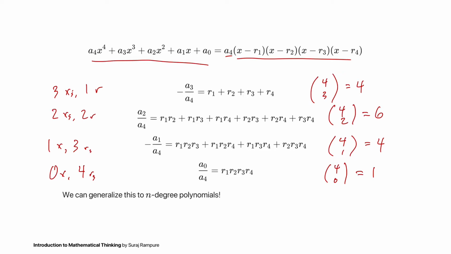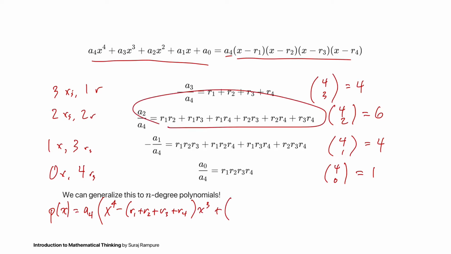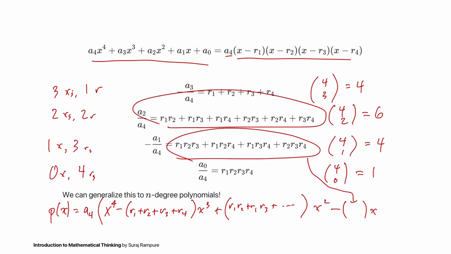Okay? So putting all of this together, I have that p of x can also be expressed as a4 times x to the 4 minus the sum of the roots, x cubed, plus this term over here, whatever that is, r1 r2 plus r1 r3 plus dot dot dot, x squared, minus this term here times x, plus r1 r2 r3 r4. Is that clear? So I have this term here, plus the product, r1 r2 r3 r4.